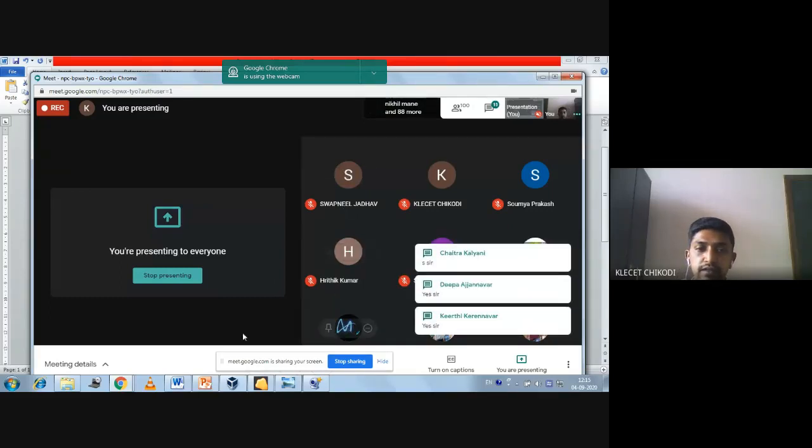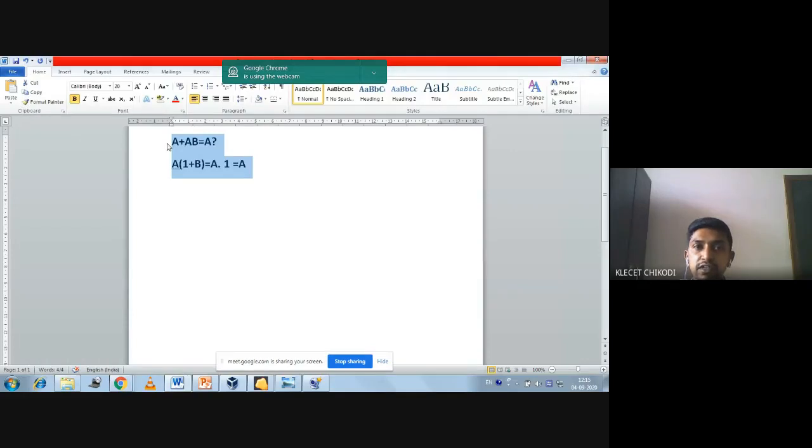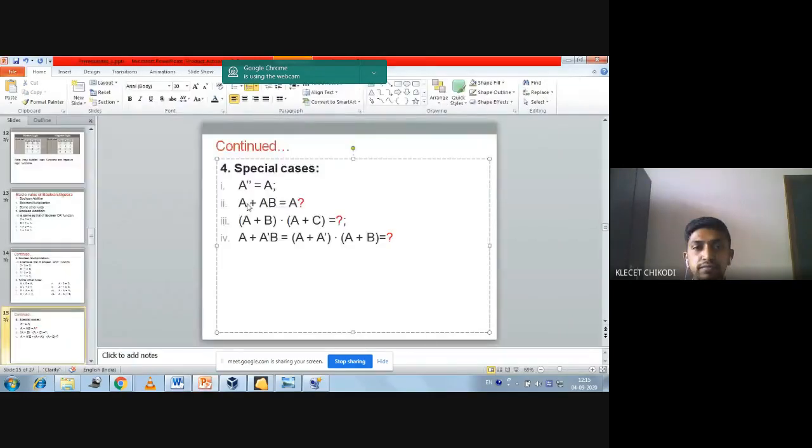Fine. If you want, you can check it once again. Just take A common, and apply 1 plus anything. 1 plus anything is always 1, and A into 1 is always A. Now, similarly, better you solve this: A plus B into A plus C. Okay, what is the output there? A plus B into A plus C.